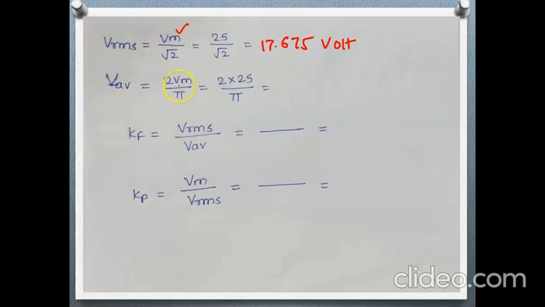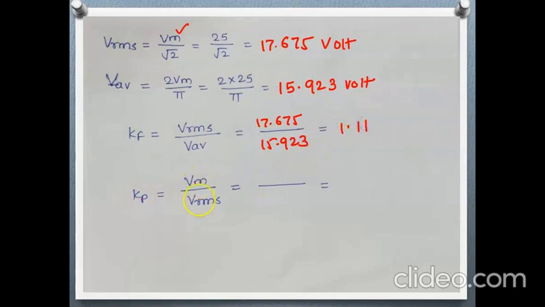Then V average, we have this expression V average is 2 into Vm upon pi. So 2 into 25 divided by pi will be 15.923 volt. Now the form factor is nothing but the ratio of RMS voltage divided by average voltage. So what is RMS voltage? RMS voltage is 17.675 and the average is 15.923, and it is nothing but 1.11.